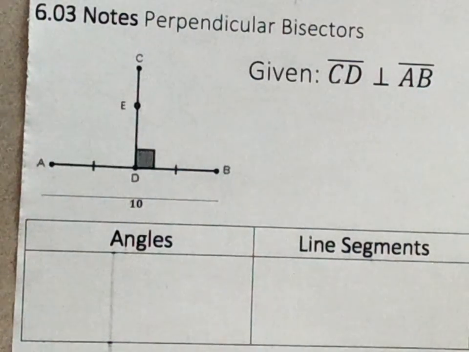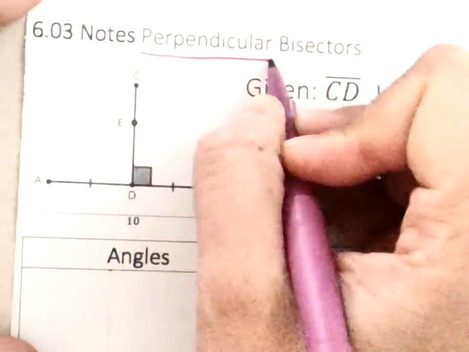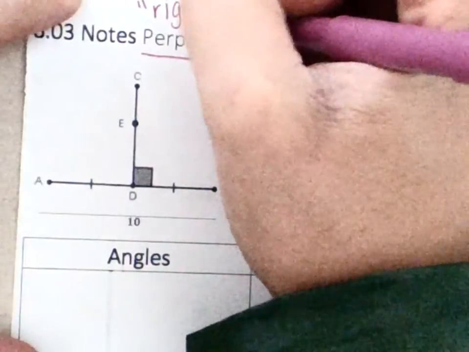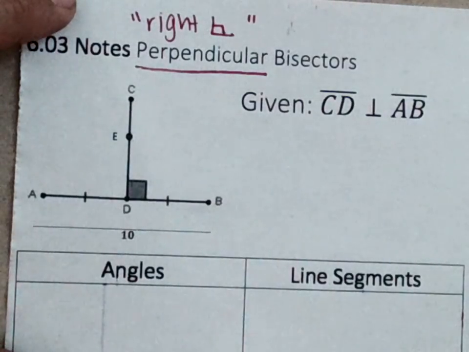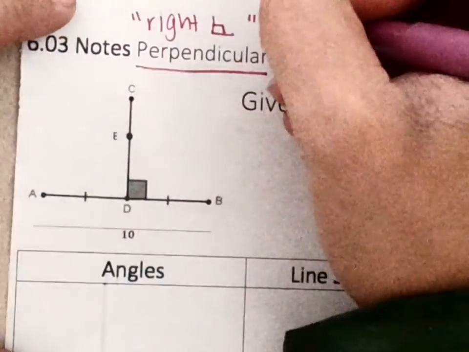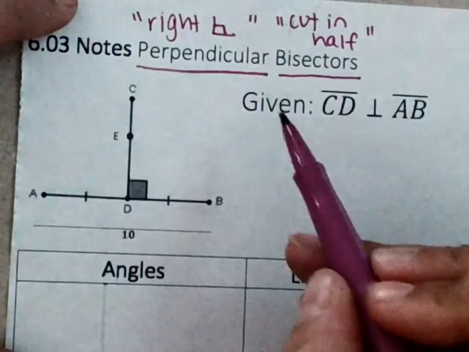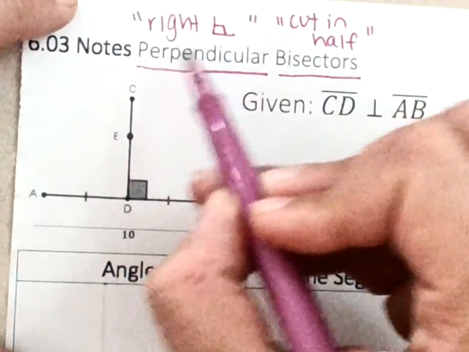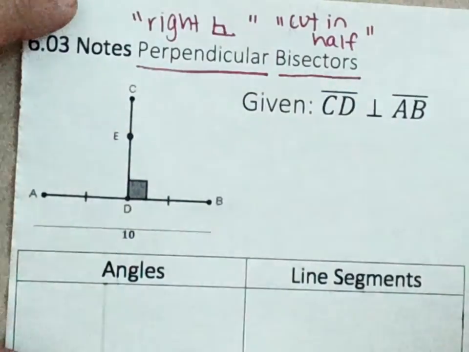In our notes today, we are going to be talking about perpendicular bisectors. So before we start, I want to break up the word perpendicular bisectors. We know that perpendicular means to create a right angle. We know that when lines are perpendicular, they create right angles. Bisector is to cut in half. So from the name of this lesson, we know that we're talking about right angles because of the first word, perpendicular, and we're talking about cutting things in half because of the second word, bisectors.